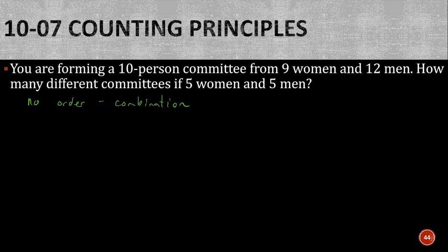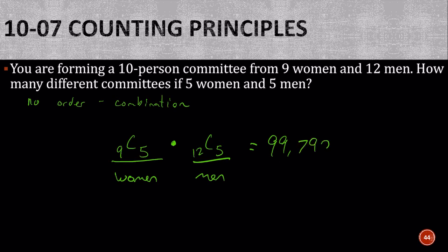But we actually have 2 choices. We have to choose the women and we have to choose the men. If we have 9 women to choose from, we're choosing 5. We have 12 men to choose from, we're choosing 5. And according to our fundamental counting principle, if we have these choices, you multiply the choices together, and you'll end up with 99,792 different committees.